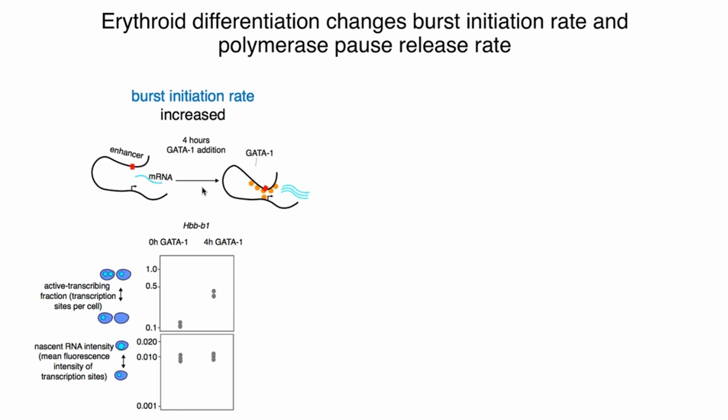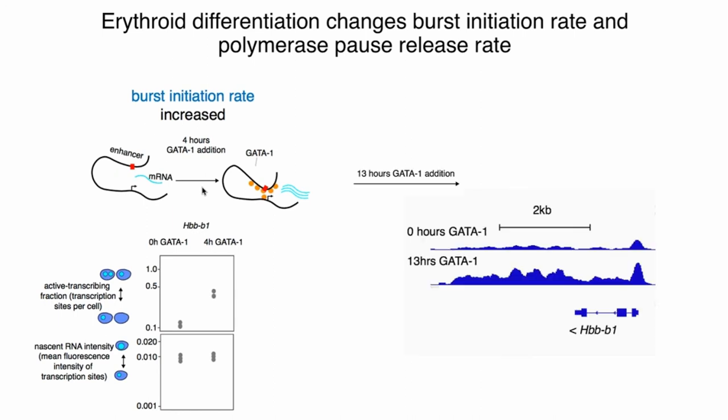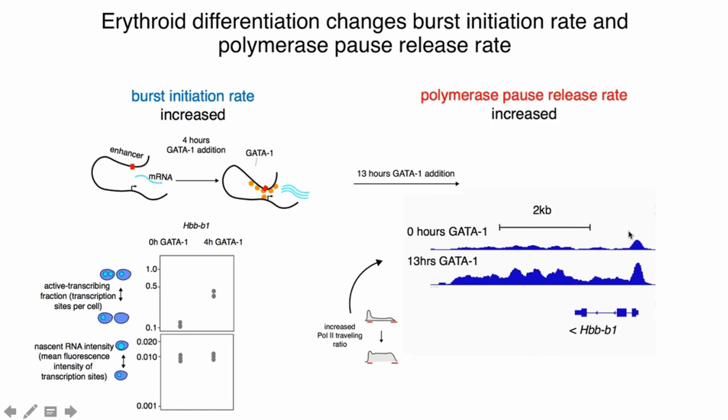If we continue down this differentiation pathway, so many more hours of GATA1 addition, you can see that the total amount of polymerase goes up, but the polymerase at the end of the gene is highly enriched compared to the promoter. This particular gene is transcribing from right to left. So the traveling ratio is going up at this time point. So at this later time point, pause release rate is increased. That's showing us that for this gene, erythroid differentiation can affect both initiation rate and pause release rate.